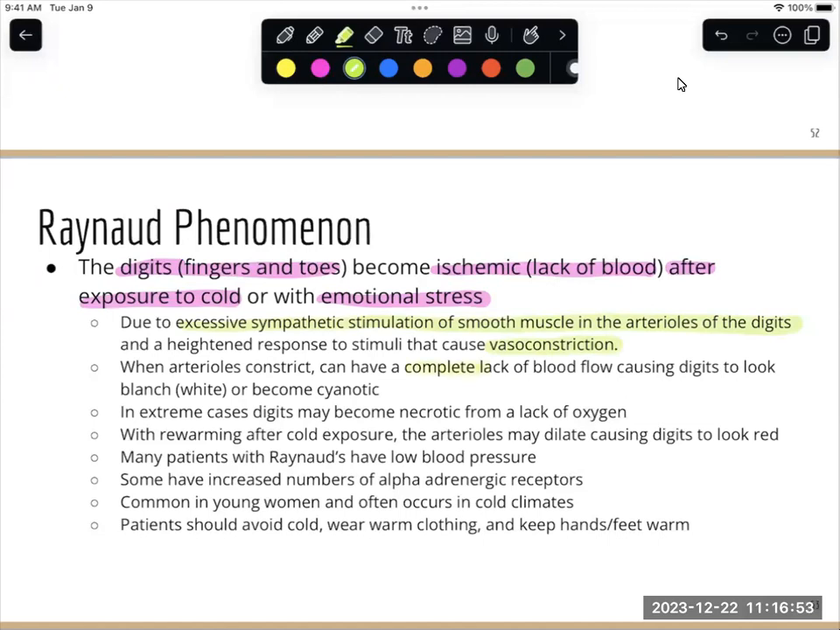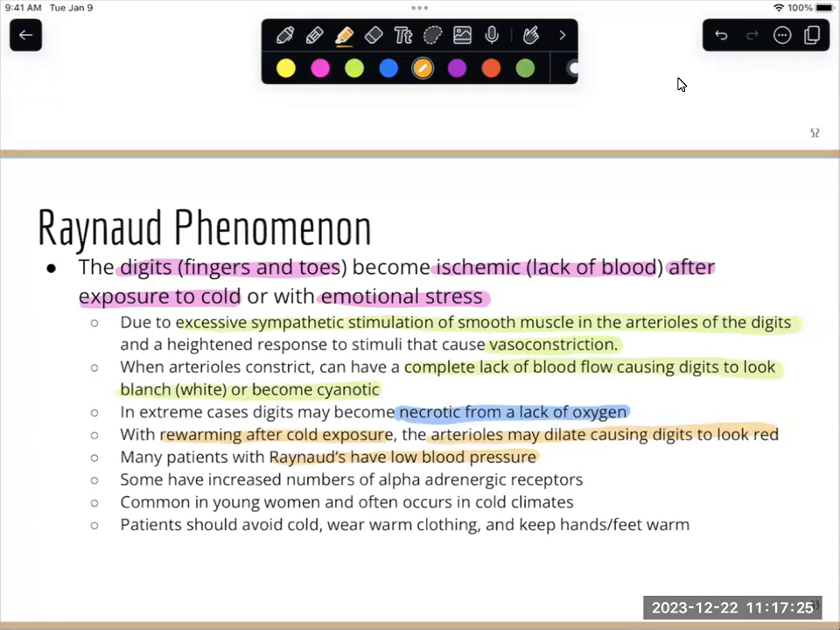So they have this complete lack of blood supply. The fingers can look completely white, and left long enough, they start to look blue. In extreme cases, those fingers can become necrotic because of a lack of oxygen. There's ways you have to rewarm after cold exposure. Those arterioles will eventually dilate. The interesting thing is people with Raynaud's tend to have a very low blood pressure.